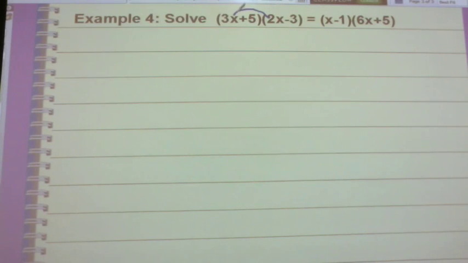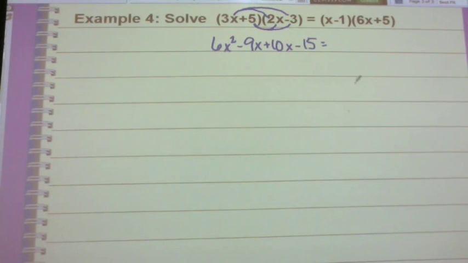So I'm going to distribute my 3x to both of those first. 3x times 2x is 6x squared. 3x times negative 3 is negative 9x. Okay, then I'm going to distribute the 5 to both. 5 times 2x is positive 10x. 5 times negative 3 is negative 15. Okay, so we FOILed on that side, bring down the equal sign.